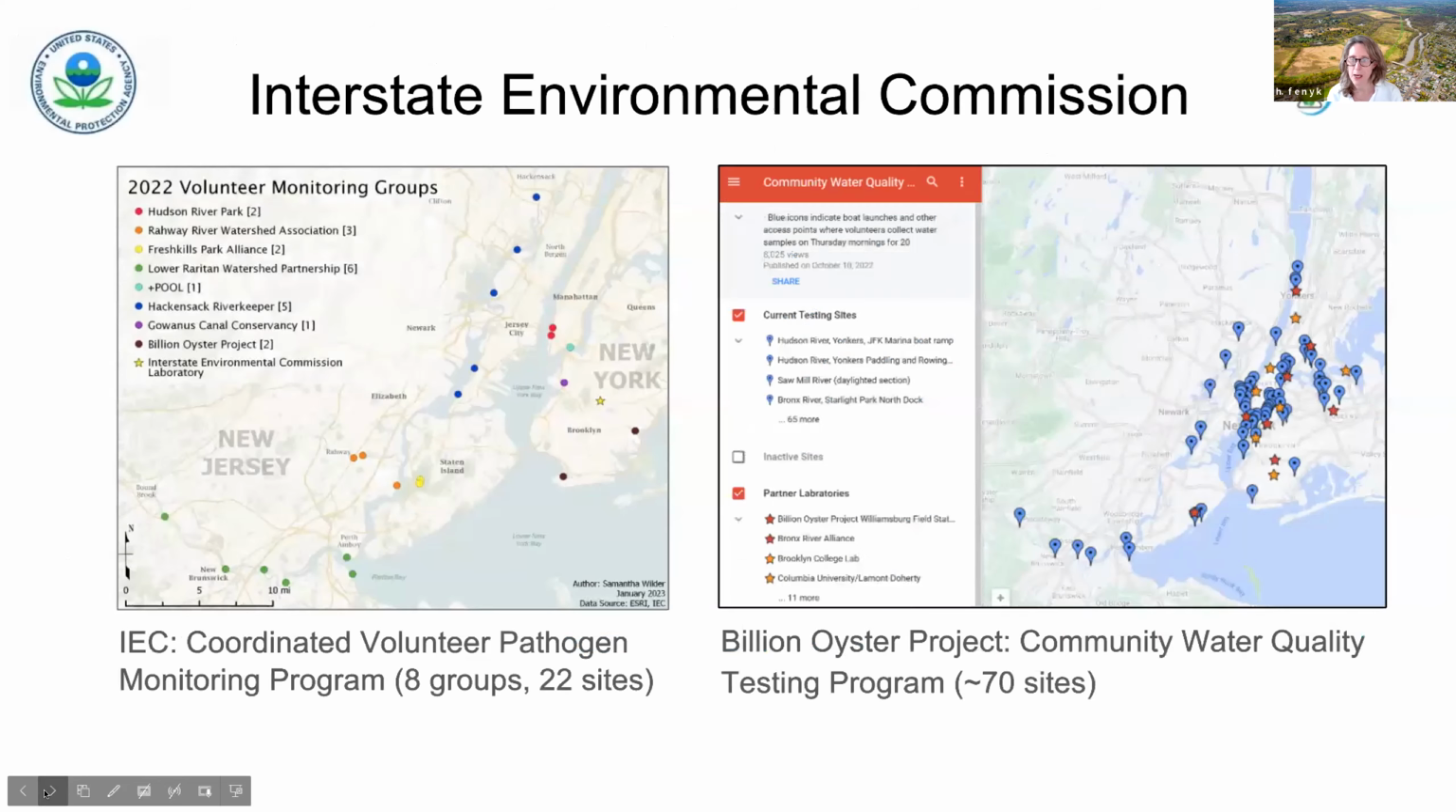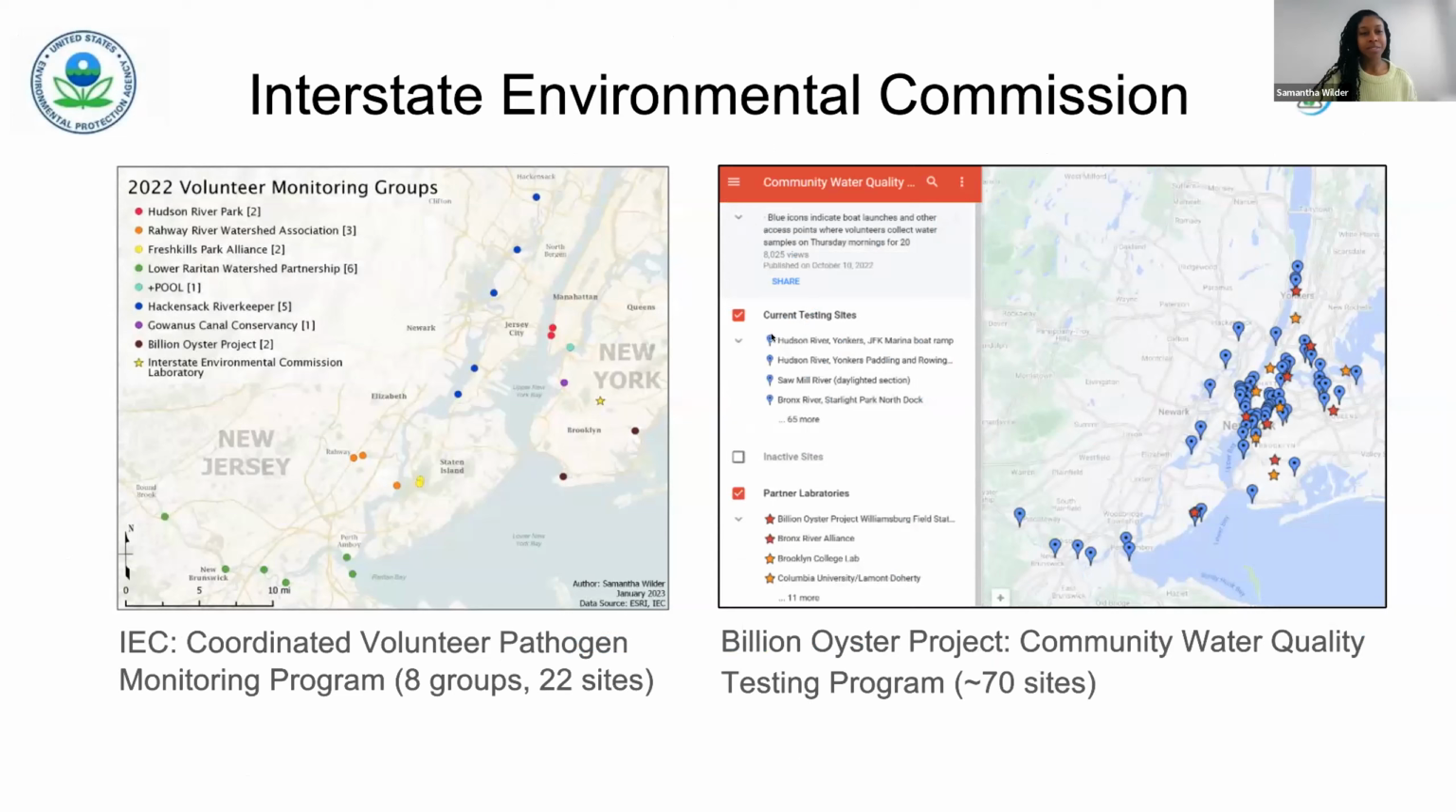Okay, great. And we have Samantha on to talk about the big picture of how the work that we're doing in the Lower Raritan intersects with work taking place throughout the whole of the New York, New Jersey harbor estuary.